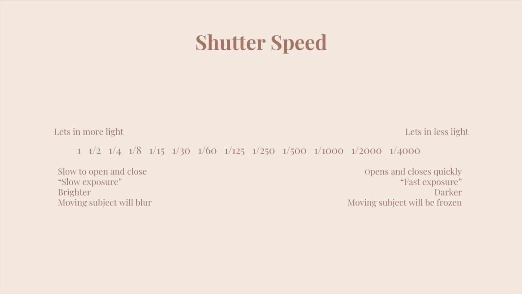And then moving to the right, this shutter speed is really fast. It opens and closes quickly. This means that we have a fast exposure, which is letting in less light, and that means that our image will appear darker, and any moving subject will be frozen in time because it's open for so quickly that it doesn't have a chance to register that movement.